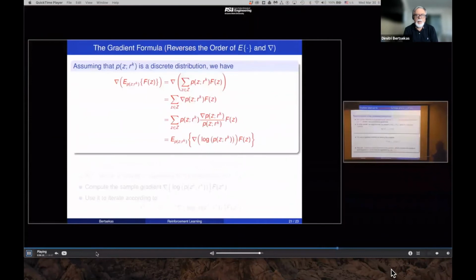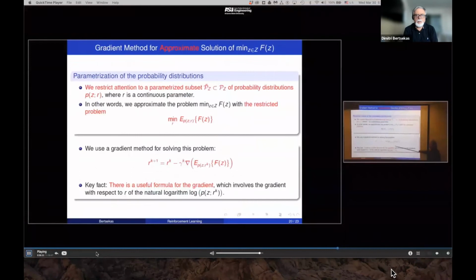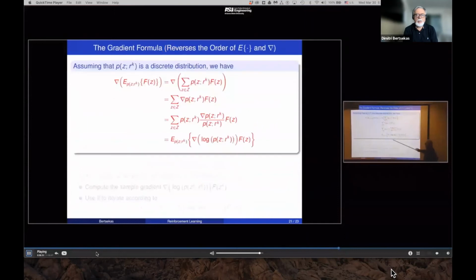Remember that we want to calculate the gradient of this cost function, and we're going to express this a little differently, involving the logarithm of this p as follows. This is the probability distribution over which we want to optimize, and I am at the current iterate r_k, and let's suppose that this is a discrete distribution, so I can write sums instead of integrals here.